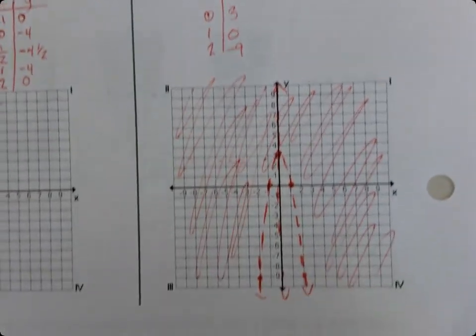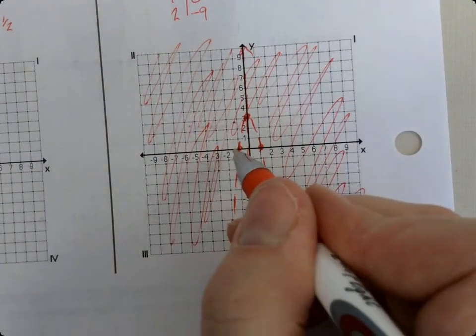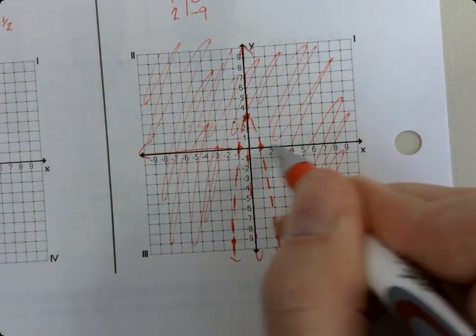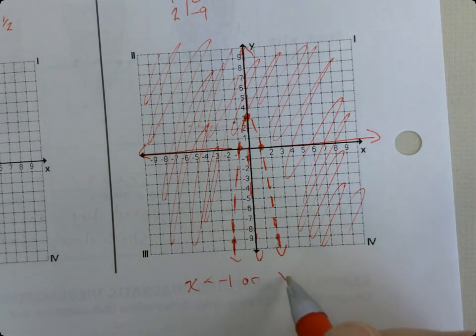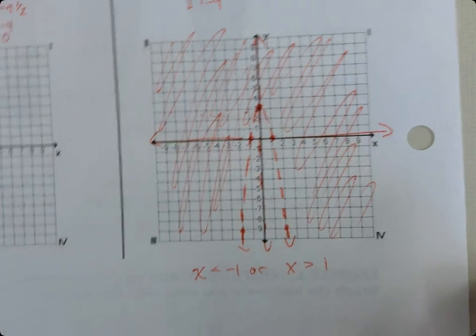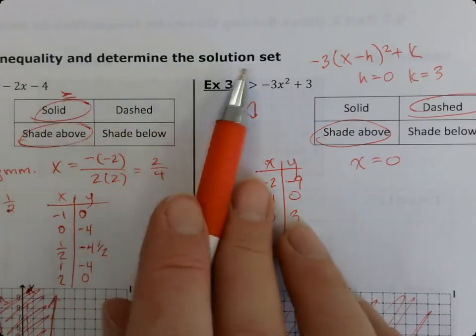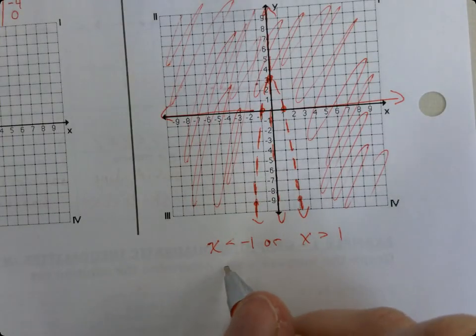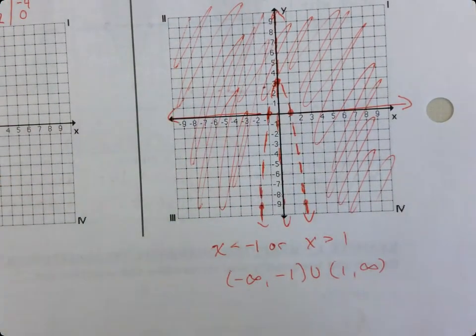All right, solution sets. Don't leave me yet. The solution set on this one is different. So if we're looking at this one, we're shading to the left and to the right. So the solution set is the fact that x is less than negative 1 or x is greater than 1. When you're done solving this, it says graph the inequality and determine the solution set. So this one would go from negative infinity to negative 1, and I'm going to want interval notation, union 1 to infinity. So we see it going in those two directions.